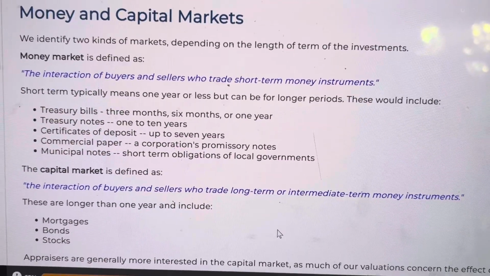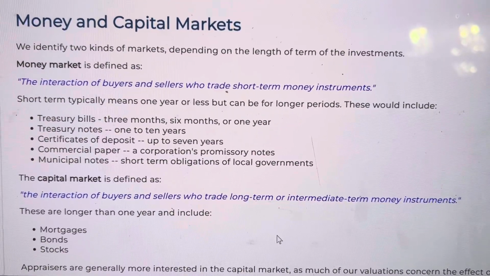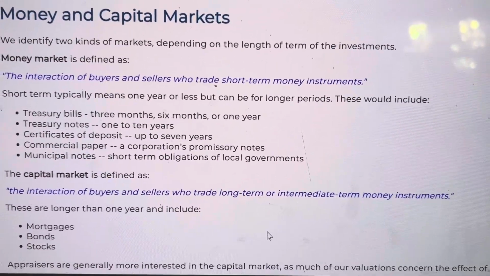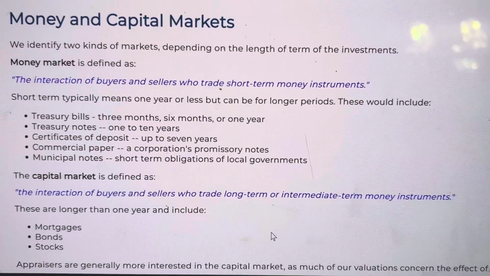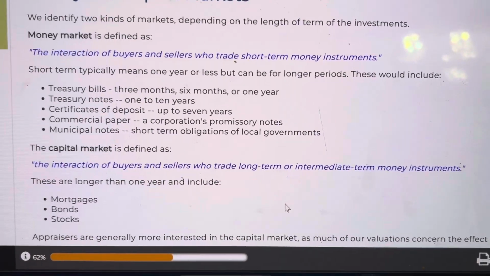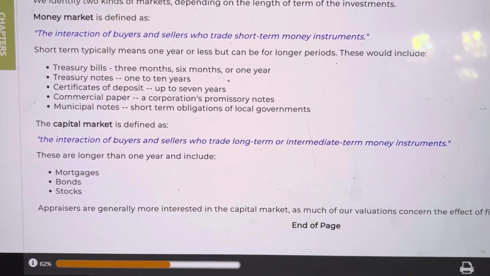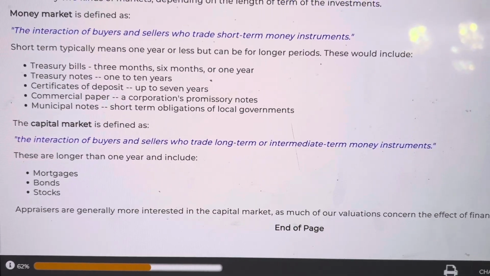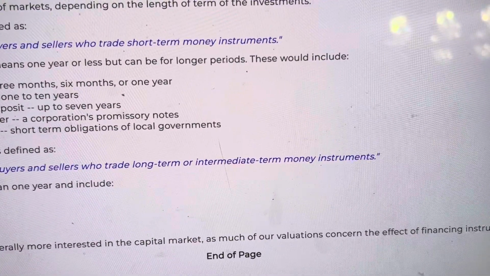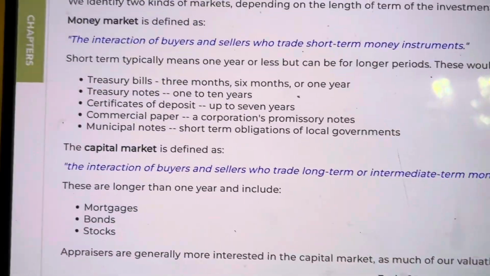The capital market is defined as the interaction of buyers and sellers who trade long-term or intermediate-term money instruments. These are longer than 1 year and include mortgages, bonds, stocks. Appraisers are generally more interested in the capital market, as much of our valuations concern the effect of financing instruments. End of page.